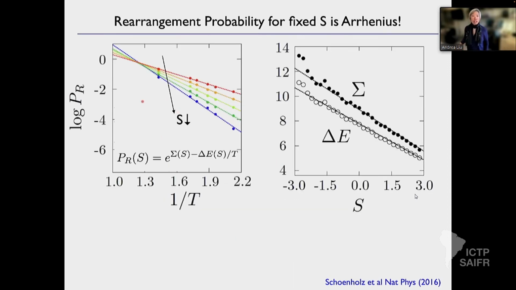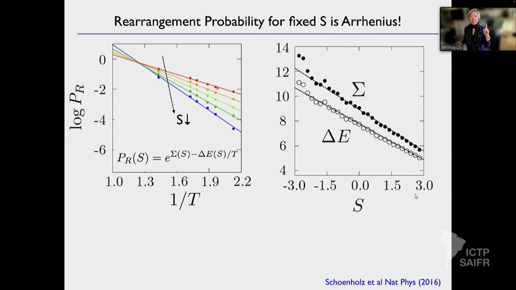So this is the log of the probability of rearranging versus 1 over the temperature for particles now binned by softness. The softest particles are red, the least soft are blue, okay? This is an Arrhenius plot. Oh, sorry, a Boltzmann plot. Right, and it's a straight line. I get a straight line when I single out particles by softness.